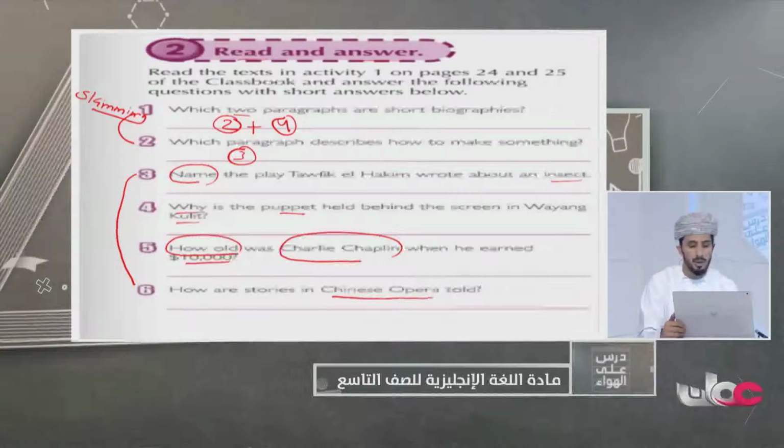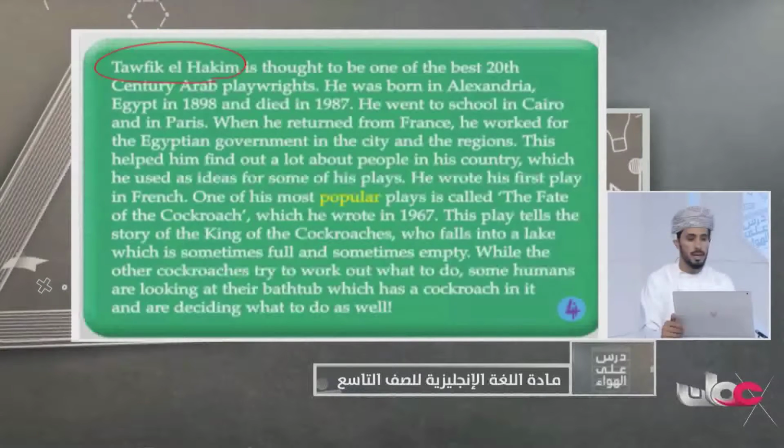Name the play Tawfiq al-Hakim wrote about the insect. So we know in which paragraph they talked about Tawfiq al-Hakim, the last one. Okay, so we will name a play that he wrote about an insect. So we will need to read the whole paragraph in order to name the play.